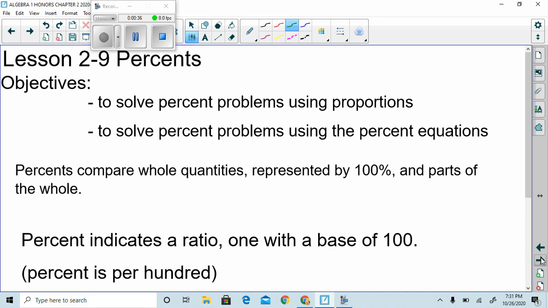In this lesson, we have a couple of goals. We're going to solve percent problems using proportions. We're also going to solve problems using the percent equation. Percents compare whole quantities represented by 100 and parts of the whole. Percent indicates a ratio with a base of 100. So percent means per 100.